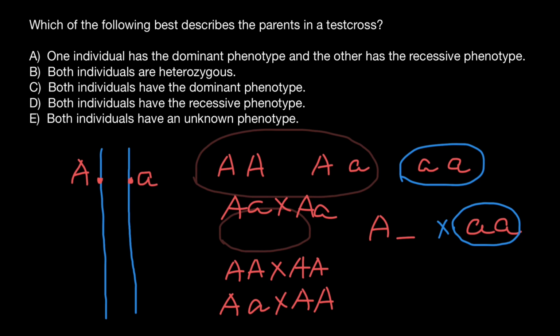So now we can specify: a test cross is when we take an unknown genotype but known phenotype and cross it with a known phenotype and genotype. This is what we call a test cross, and we can expect certain results which will tell us whether parent 1 of unknown genotype is homozygous dominant or heterozygous for this locus. So as you see, the correct answer is going to be answer A: one individual has the dominant phenotype and the other has the recessive phenotype.